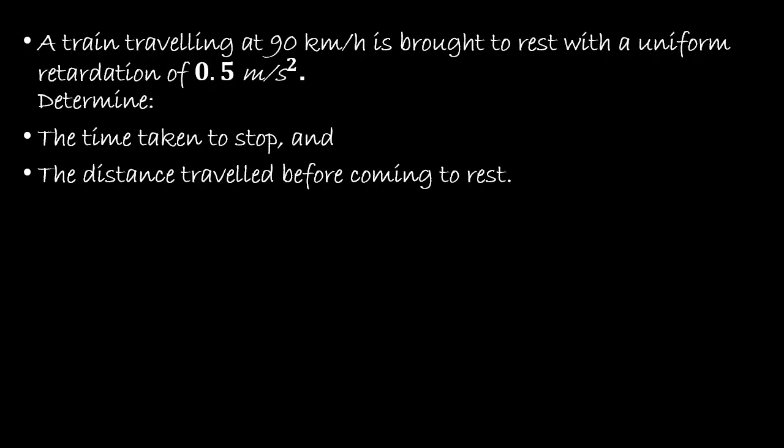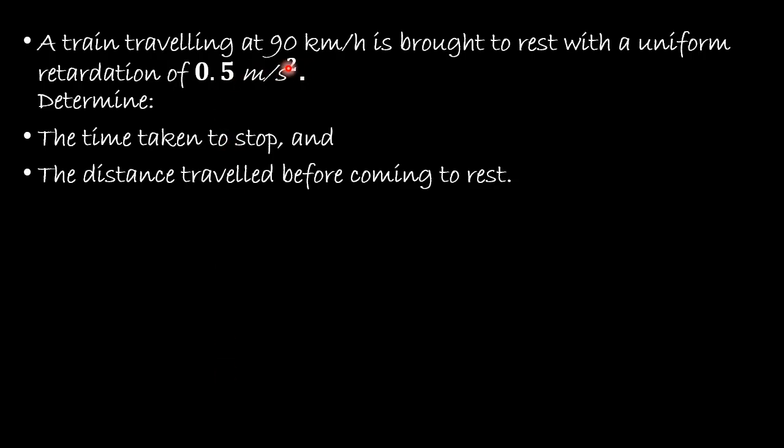kilometers per hour. A train traveling at 90 kilometers per hour is brought to rest with a uniform retardation of 0.5 meters per second squared. So first we are looking at the time taken for the train to stop, and second, the distance traveled before coming to rest. So here, what were we given?